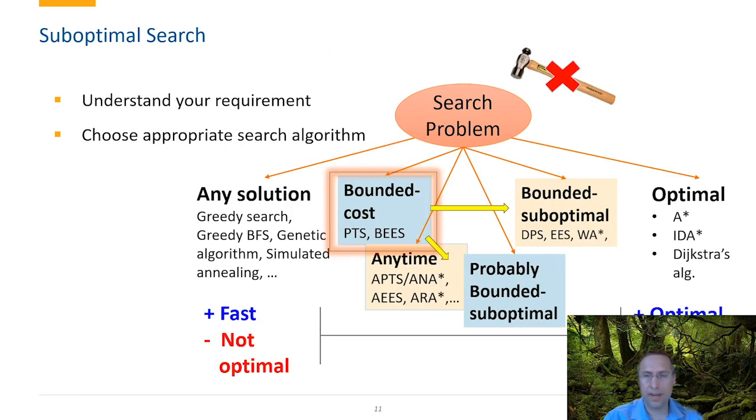Now we are ready to get to the final part of this masterclass, in which we talk about probably bounded suboptimal search, when data meets heuristic search. But let's take a short break now.